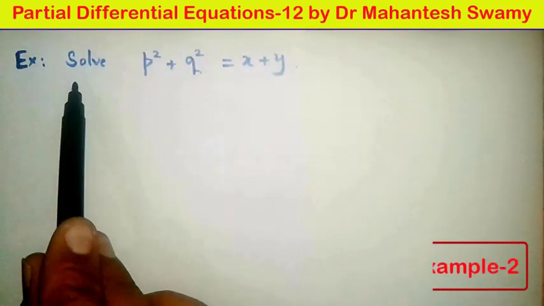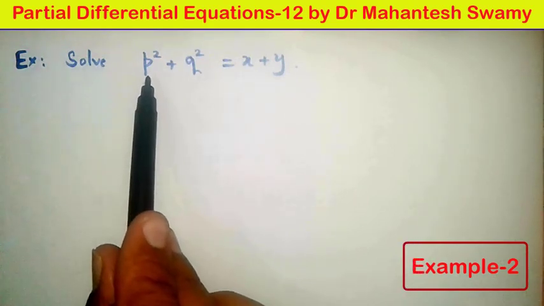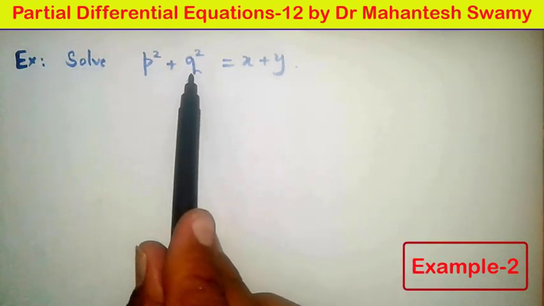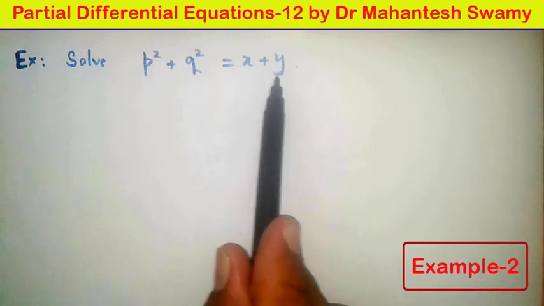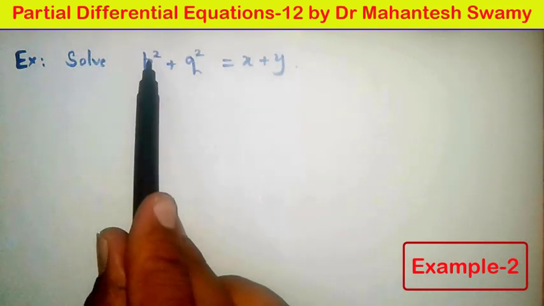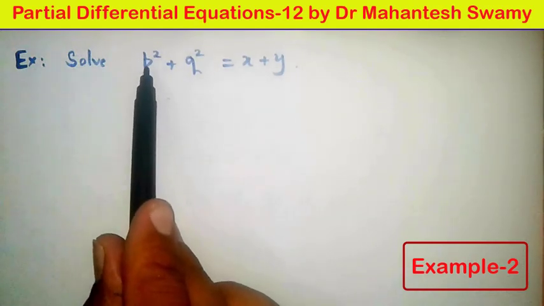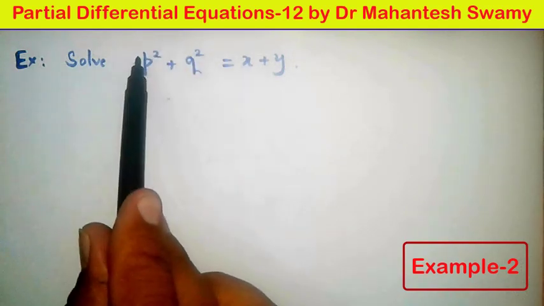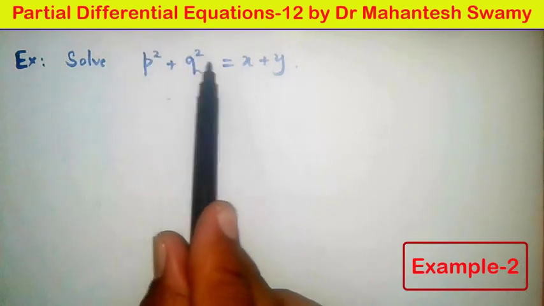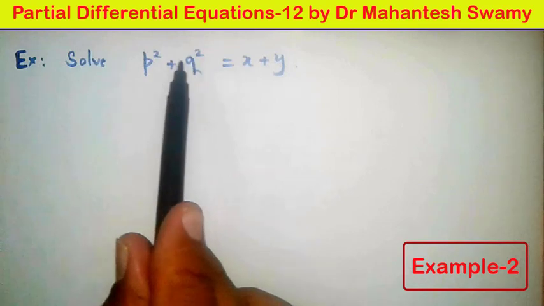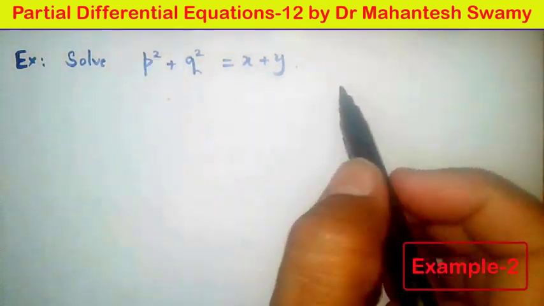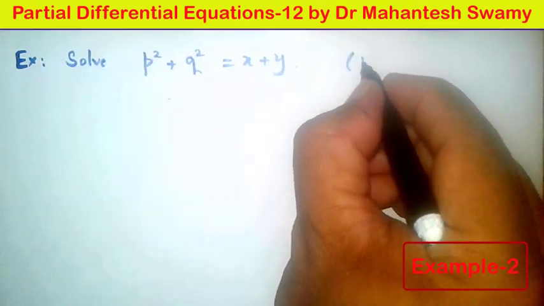Let us consider the second example. Here the partial differential equation is p square plus q square equal to x plus y. Once again we observe that the partial differential equation is of order 1 and it is non-linear, and it contains only x, y, p, q terms, no z term. So therefore it can be reduced to type number 3.